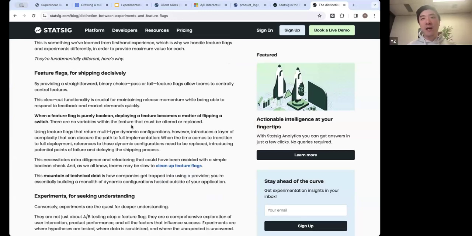And also in the product, experiments are more hypothesis driven, and you can do A/B/N tests. You can have more than one variant. You can have a lot of configurations. You can have sequential testing, Bayesian. You can do CUPED adjustment. You can do switchback testing. So there are a lot more sophisticated features for experiments that are not available for feature flags.